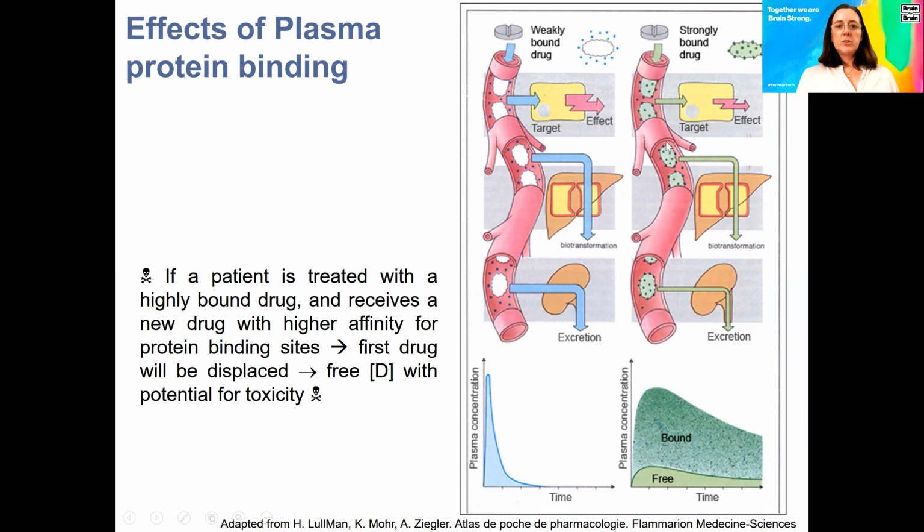Because you see here, the drug that is strongly bound to the protein is going to be slowly released into the vasculature, but also it's going to be slowly biotransformed or metabolized, and it's also going to be slowly excreted. So if you compare the green arrow to the blue arrow, you see that the green arrow is much narrower, which means you're going to have less concentration of the drug in the body, and that drug is going to stay much longer if you look here on the second graph.